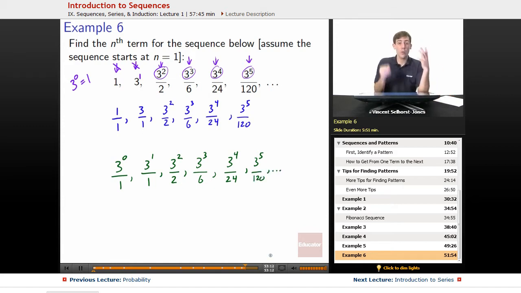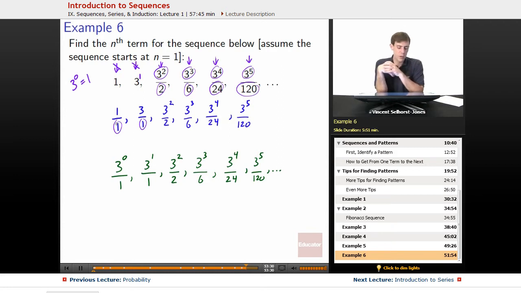So at the top part, we now see pretty clearly there is a pattern, right? The number increases by 1 each time for the exponent on the 3. It starts at 0, so it'll be 3 to the n minus 1. But what about this bottom part, right? 120, 24, 6, 2, and then we got 1 and 1 here. So 1, 1, 2, 6, 24, 120.